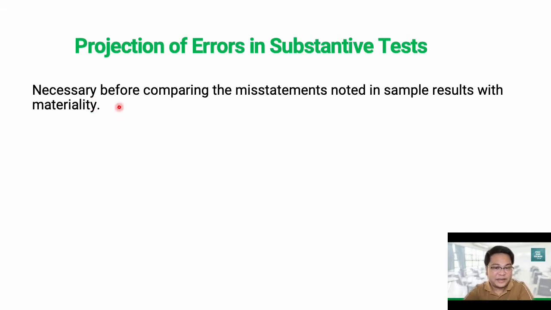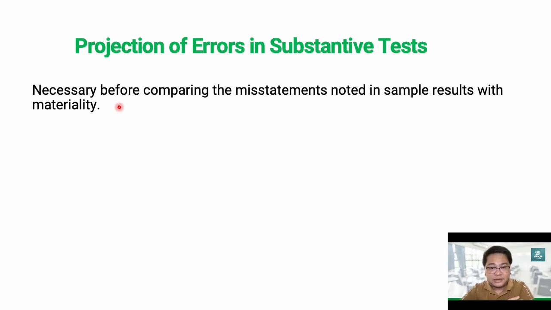Okay, so let's say for example, the materiality in auditing receivable is 20,000. Okay, and then we audited the receivable. The total amount of receivable is 1 million. Then out of 1 million, we tested only 100,000 worth of receivable, and from which we found 5,000 pesos worth of misstatement. So if you compare the 5,000 misstatement to the materiality of 20,000, it will appear that it's immaterial because 5,000 is lower than the 20,000 materiality.